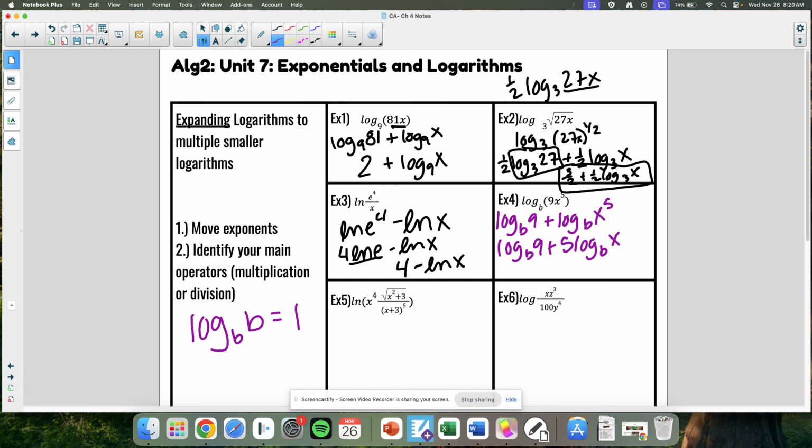Since we don't know our base, do you think we'll be able to get log base b of 9 into anything nice? No, so we're just done right there. Any questions on that one?